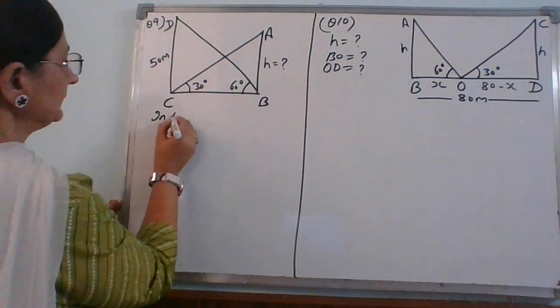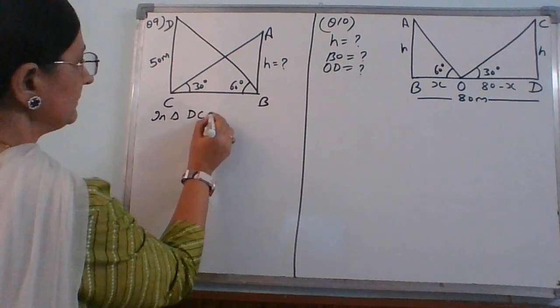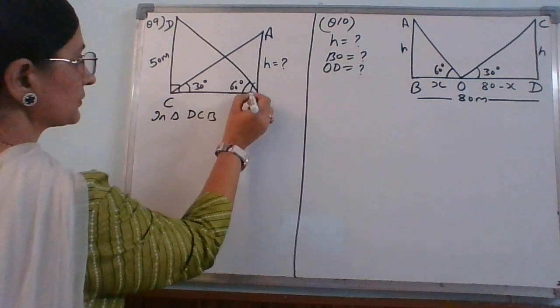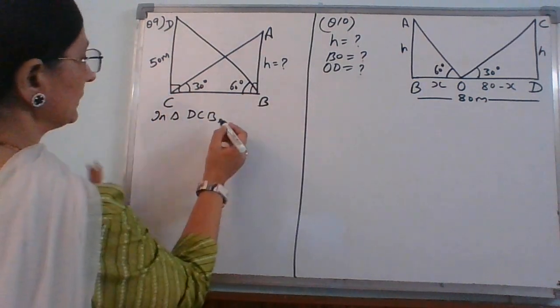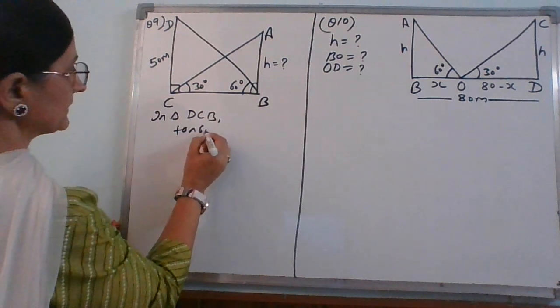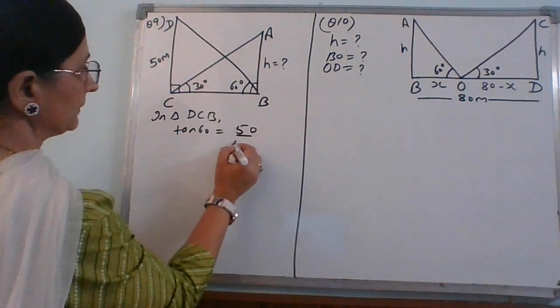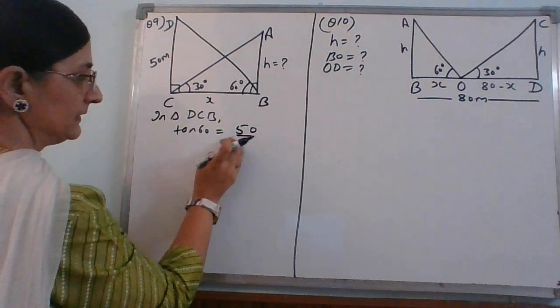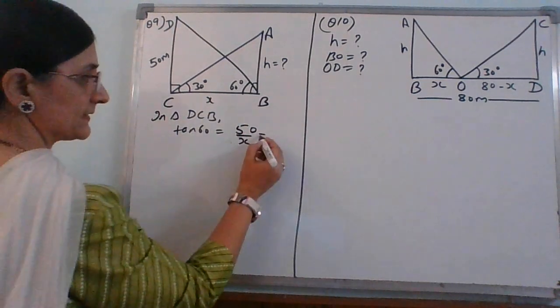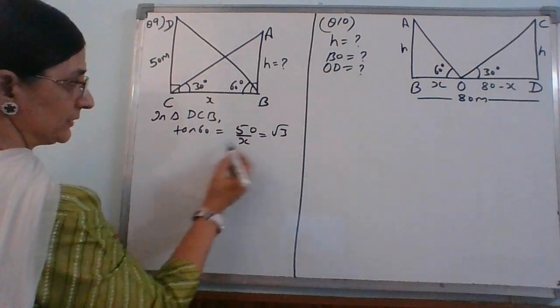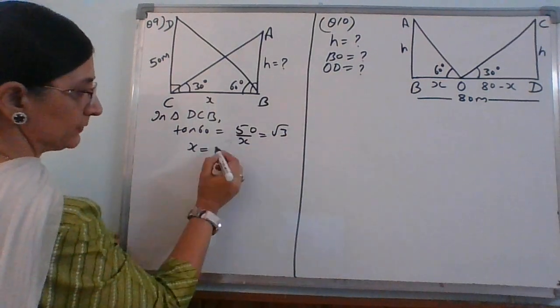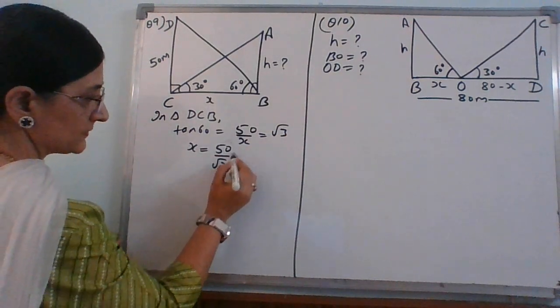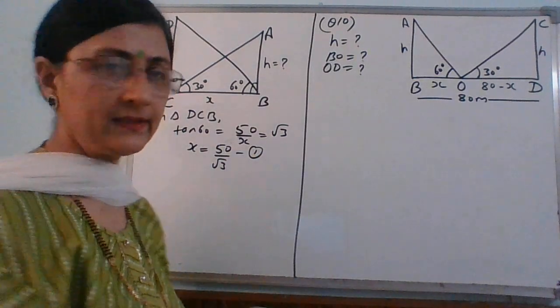In triangle DCB, this is 90 here, this is also 90 here, right? In DCB, what we have is tangent 60, which is equal to perpendicular upon base. Let it be x, right? We are not going to write BC or CB, let it be x. Okay, tan 60 is root 3. So here x will go there, root 3 will come down. So this is the value of x which we'll be using in the other equation.